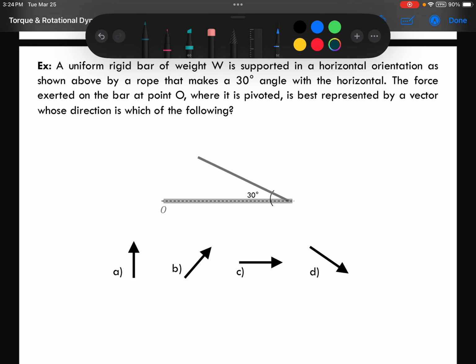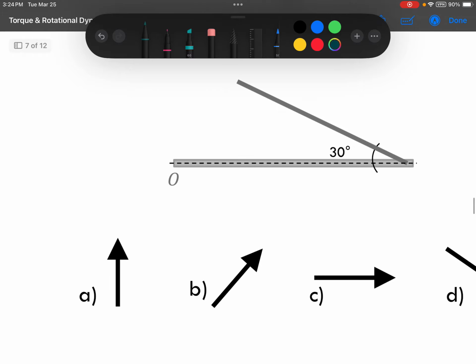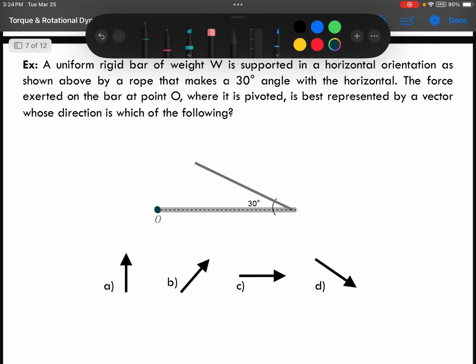So we're trying to identify what force is being exerted on the bar at point O here, so that our bar is supported, it's in the static equilibrium situation. First thing we want to do is let's go through and identify the forces acting on the bar. First of all, it tells us the bar has a weight. So we know we have weight acting down.